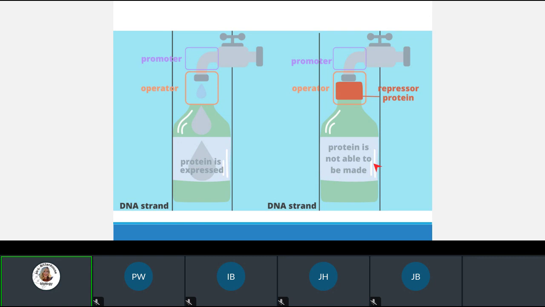But when a repressor protein is around, absolutely, proteins can't be made, right? So sometimes you come to a construction site and you see construction site ahead, and then you get there and they're not actually working. There might just be a sign that says drive through or drive slowly.